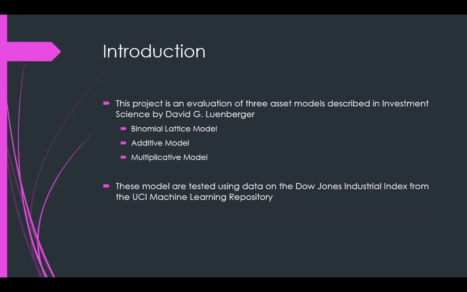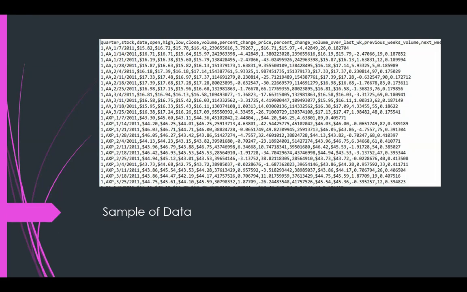Now, in order to test these models, obviously I need some data. So the data set I'm using is from the UCI Machine Learning Repository, and it's a sample of the Dow Jones Industrial Index from 2011. It's about 6 months worth of data. As you can see, it's got quite a bit here. It's got 30 different stocks over 6 months, like I said.